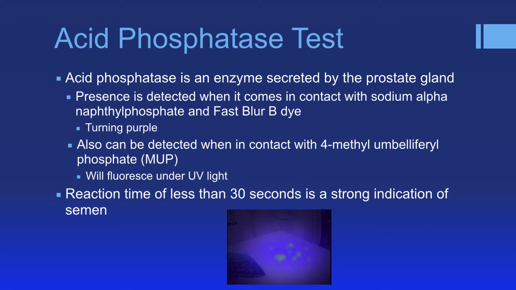It can also be detected when it comes in contact with 4-methylumbelliferyl phosphate, or MUP, and it will fluoresce under UV light. Fluoresce meaning emit a light or a glow. A reaction time of less than 30 seconds is a strong indication that semen is actually present.